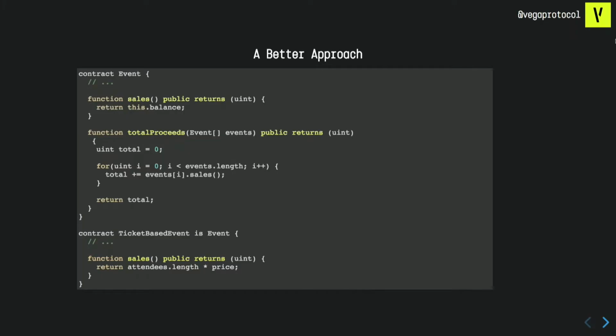So a better approach might be, let's create a method called sales on our contract, and everything that's an event will just know how much money it's made. And then if I need to override that method in a subcontract, like the ticket-based event, I could say, well, in the case of a ticket-based event, sales is just defined as the number of attendees times the price. And so that way, every time a new subtype comes along, it just knows what to do, because it's going to implement the sales method.